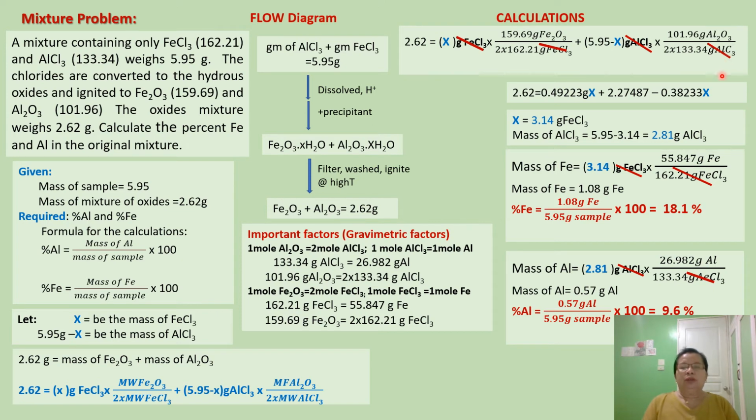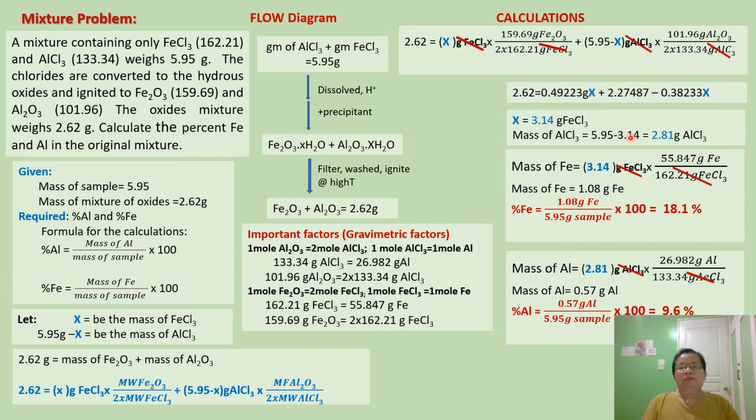Now we have this new equation. This first quantity here was obtained by simplifying this and multiplying by X. The second quantity was obtained by simplifying this and then multiplying this by 5.95. And the last quantity was obtained by simplifying this and then multiplying this by X. So rearrange, collect all similar terms, and solve for X. The value of X is equal to 3.14 grams ferric chloride. Now, since we have the value of X, we can solve for the mass of aluminum chloride, because the mass of aluminum chloride is simply equal to 5.95 minus X. So, 5.95 minus 3.14 is equal to 2.81 grams aluminum chloride.